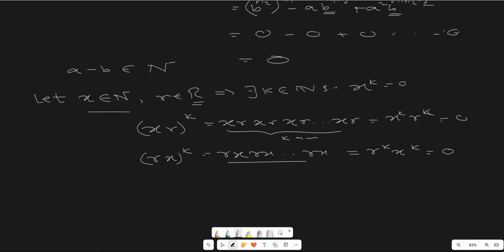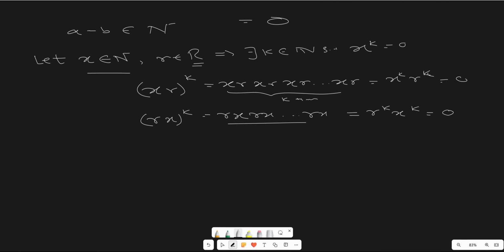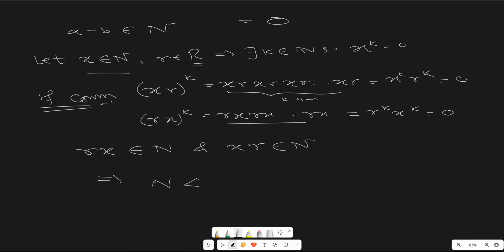So this implies that if R is commutative, rx is a member of N, and xr is a member of N. This implies that if R is commutative, then N is an ideal in R. So this option is true.